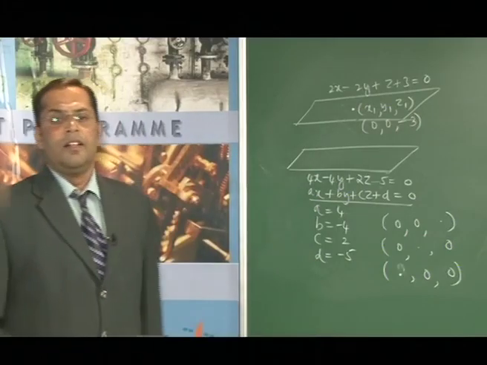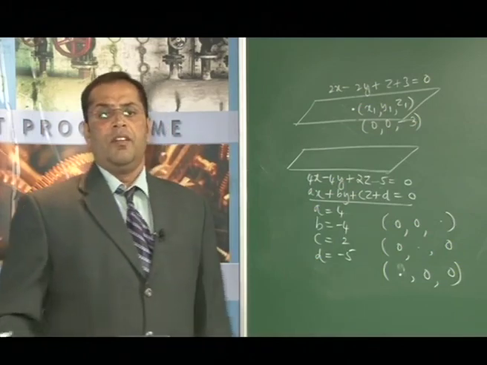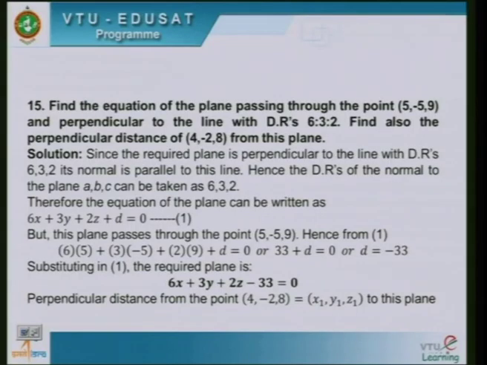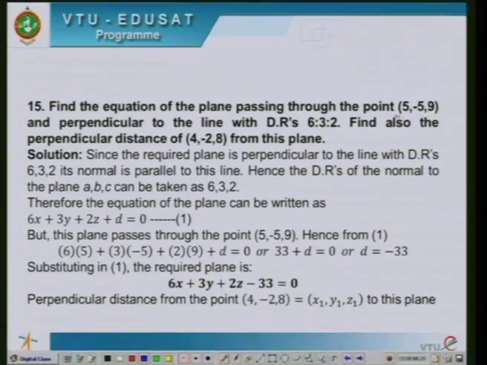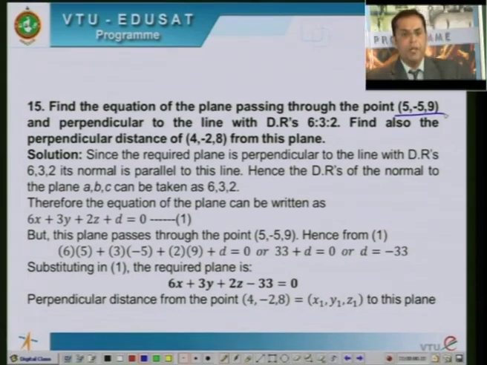Then, the next example: find the equation of the plane passing through the point 5, minus 5, 9. So, it is passing through one of the points and perpendicular to the line with direction ratios 6, 3, 2. 6 is to 3 is to 2 will mean they are A, B, C. Find also the perpendicular distance of 4, minus 2, 8 from this plane. So, how do you go about this?